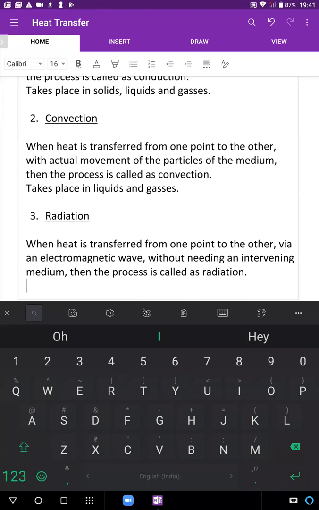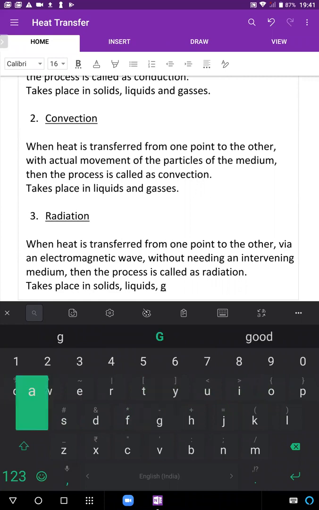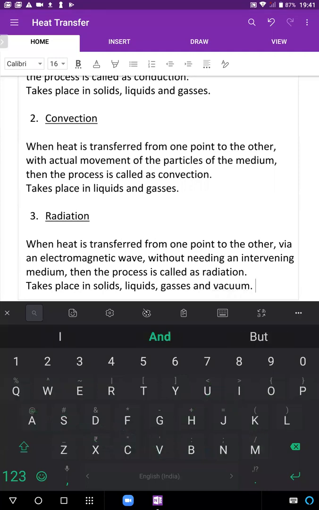So radiation can in fact take place in any medium, because it's independent of the medium. It takes place in solids, liquids, gases, and vacuum as well. Okay? Radiation can go through any of them.